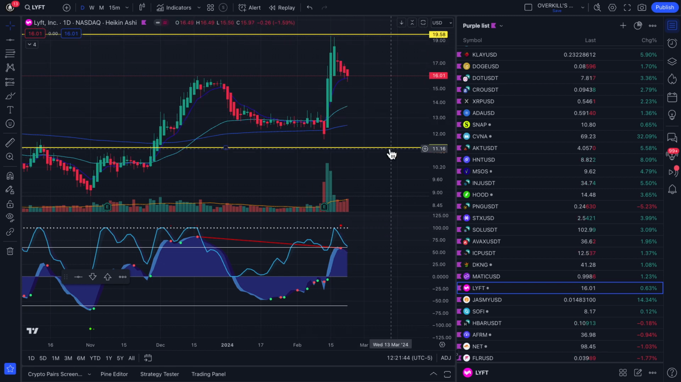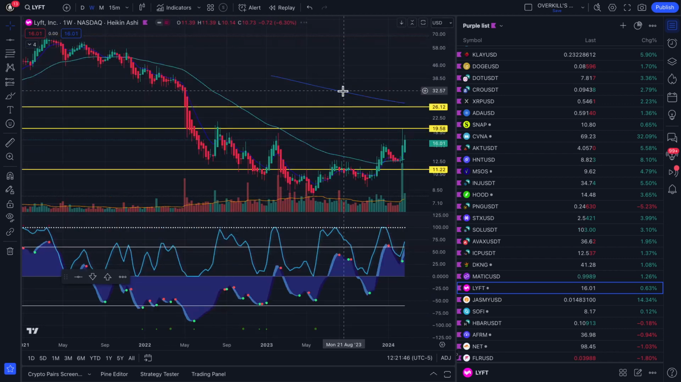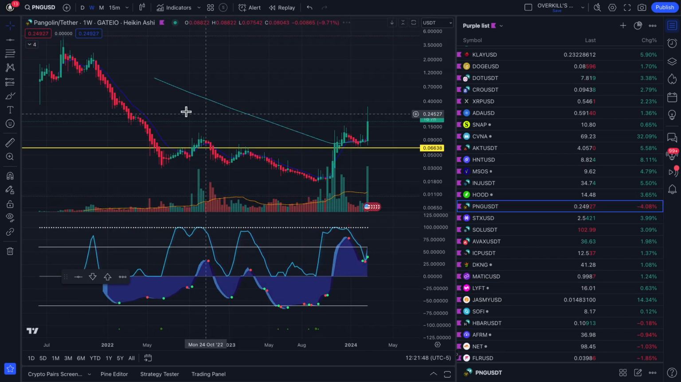Again, that's a massive breakout there. So this trend looks like it's just getting started to the upside. That's the same thing we can do on PNG here too.